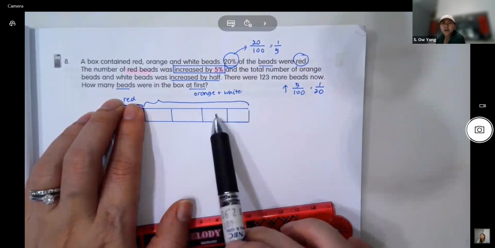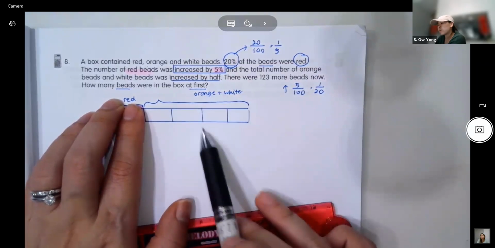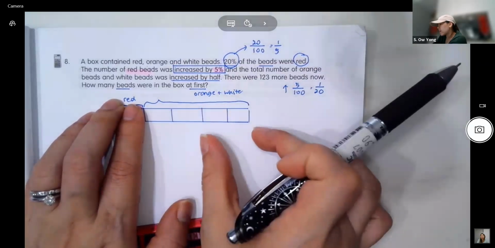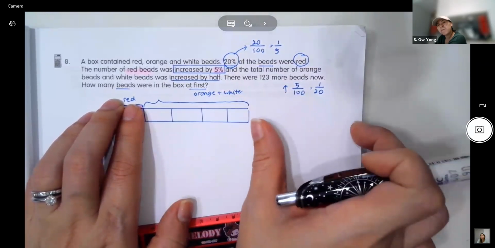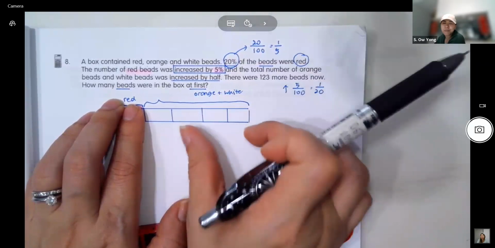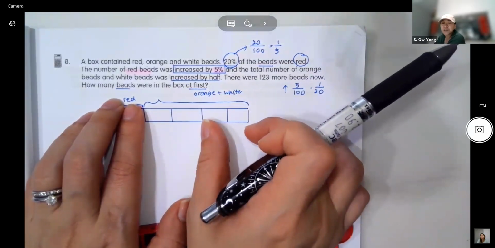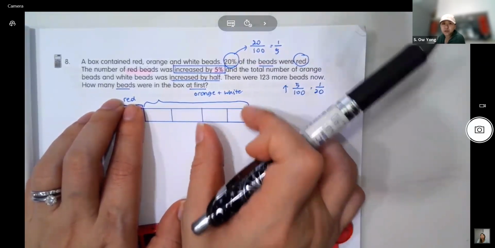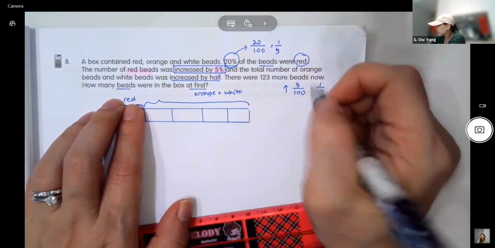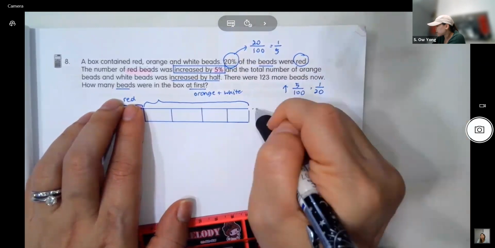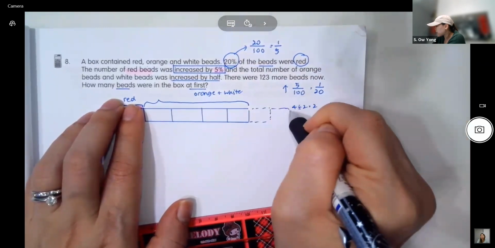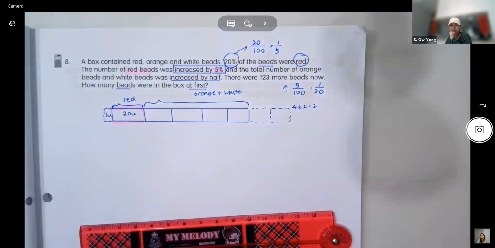Now they also tell you the total of orange and white increased by half. Now you see, now I've got 4 units. How to increase by half? If I increase 2 times, it will be another 4 units, you will get 8 units. But if I say increase by half, what do I mean? Yes, 4 divided 2 is 2, meaning I increase by 2 units here.